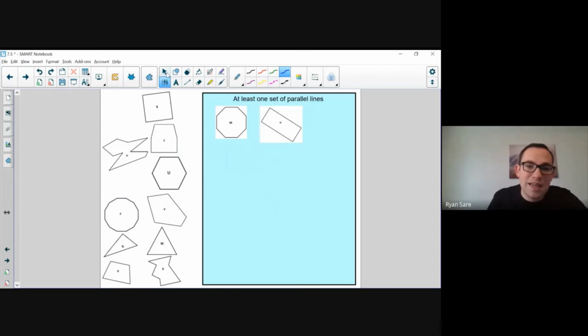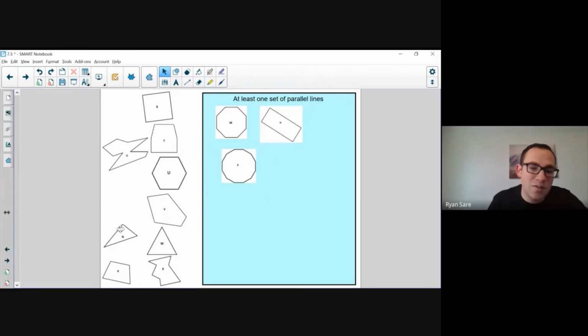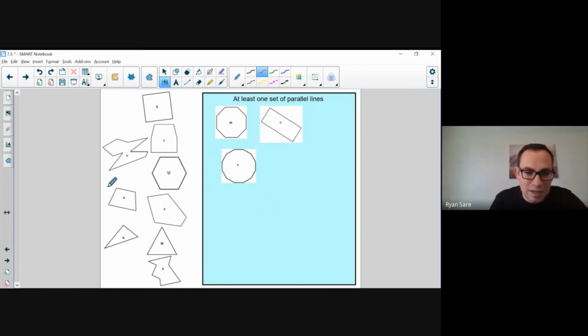This one, it looks like it does. The opposite sides look like they never touch each other, so I'm going to go ahead and add that one. This one, they're already intersecting, so there's no way on that triangle. This one, shape R, it looks like these opposite sides right here, oh my goodness, I cannot draw a line today. Never going to touch. They don't look like they're getting closer together or further apart. And so we're going to go ahead and add that one. That's at least one set of parallel lines.